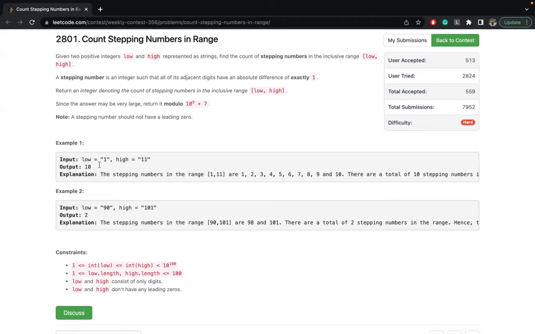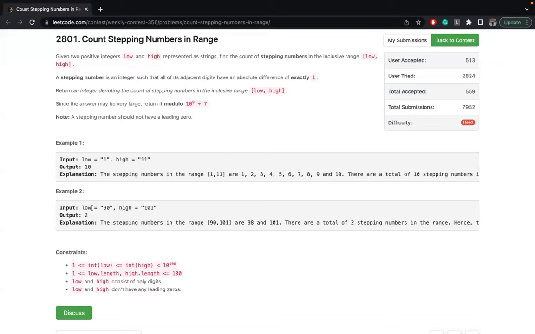If you have the range between 1 and 11, then the stepping numbers will be 1, 2, 3, and so on. Here there is just one digit, so there is no neighbor, so no difference. But 10 has two digits that are neighbors, and 1 minus 0 is 1, so the absolute difference is 1 and it's also a stepping number.